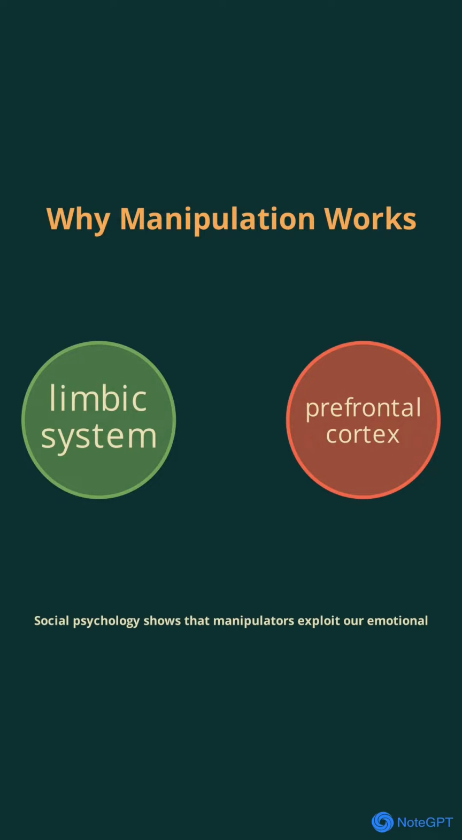Social psychology shows that manipulators exploit our emotional brain, the limbic system, while bypassing our rational prefrontal cortex. When emotions run high, logic takes a back seat. Imagine a simple animated diagram. On one side, the limbic system in chaos. On the other, the prefrontal cortex calmly in control. Understanding this internal tug-of-war is the first step to regaining your power. When you recognize the psychological roots, you can start to shift the balance back in your favor.